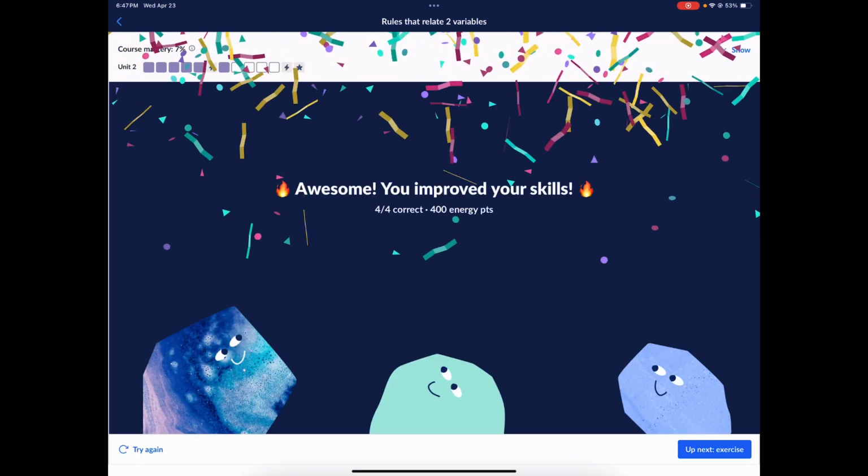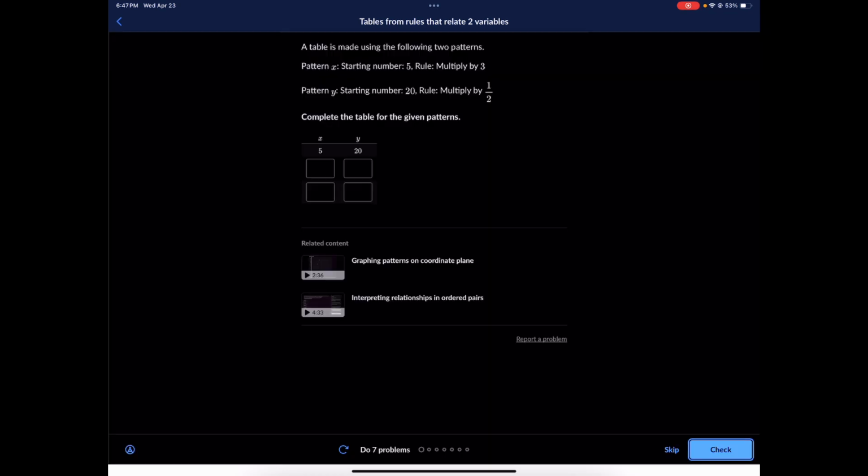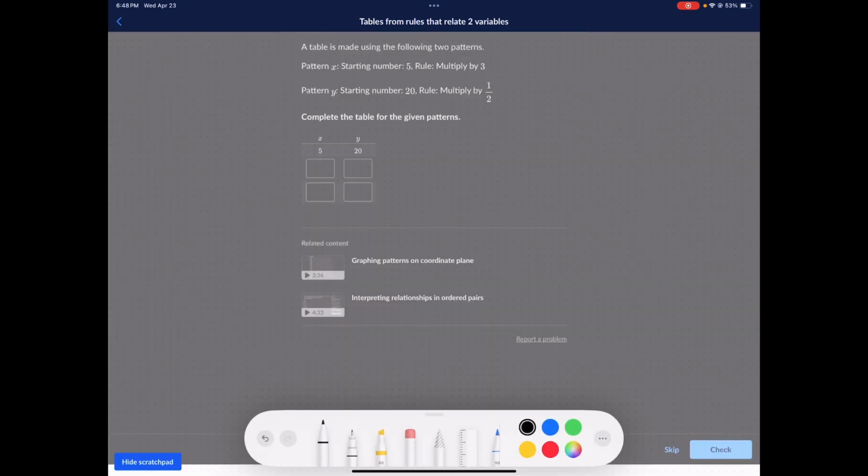Okay, we got that. Alright, we only have 4 more, and then we are done with this unit. Okay, tables from rules that relate to variables. Let's see what we got here. A table is made using the following 2 patterns. Pattern X, starting number 5, multiplied by 3. Pattern Y, starting number 20, rule multiply by 1/2. So, with this, we don't have to know the starting number. The starting number is unnecessary because it's already given on the table. So, the only 2 things you need are this and this.